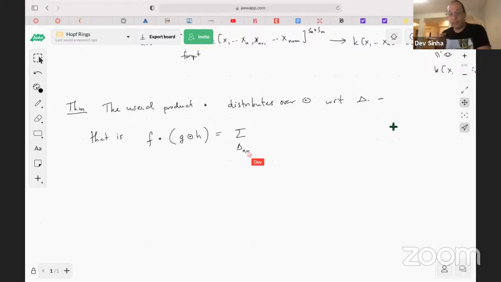I just really care about the piece with n variables and m variables, as I'm forgetting. And if I take the coproduct of f, and that ends up being, say, the sum of ai tensor bi, I'm going to take ai times g. They're symmetric polynomials of the same numbers of variables. I can multiply them, and bi times h, and take that induction product. Okay, so let me once again give an example of what this looks like.